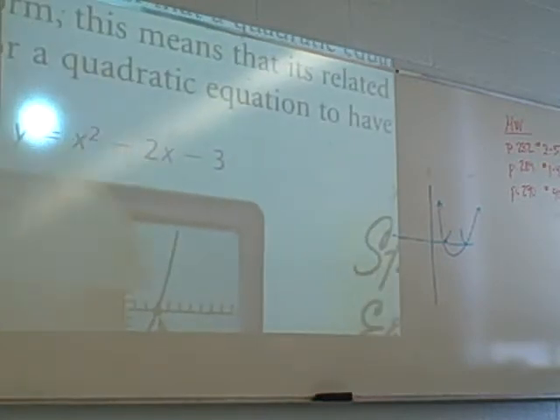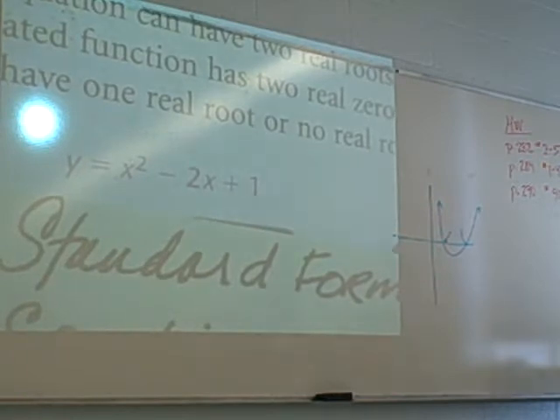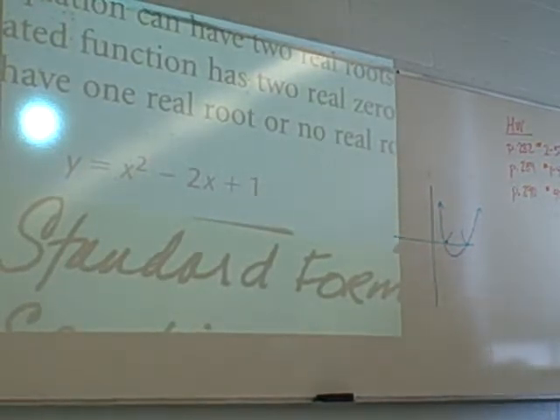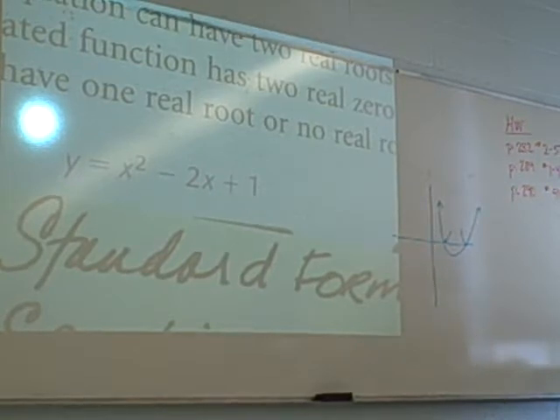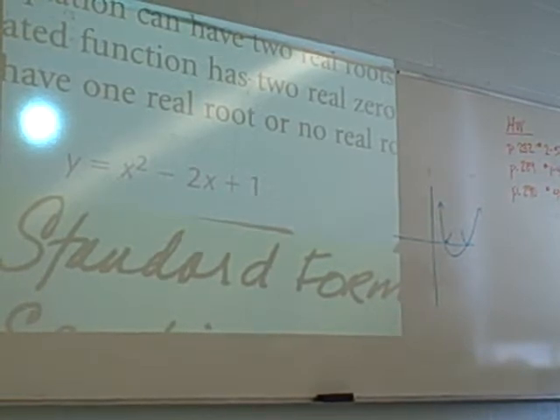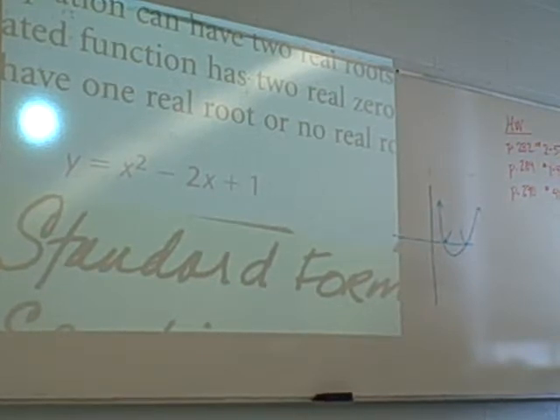The next one is x squared minus 2x plus 1. First of all, think about that. Is that a perfect square trinomial? Yes, that is. Was that a hard one to do? I have to change my window because it's only one square. Okay, how do I change the window? Zoom, or hit window.